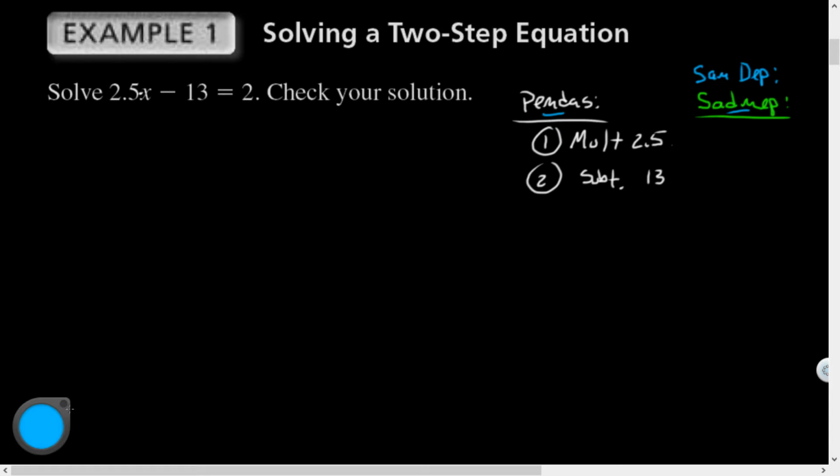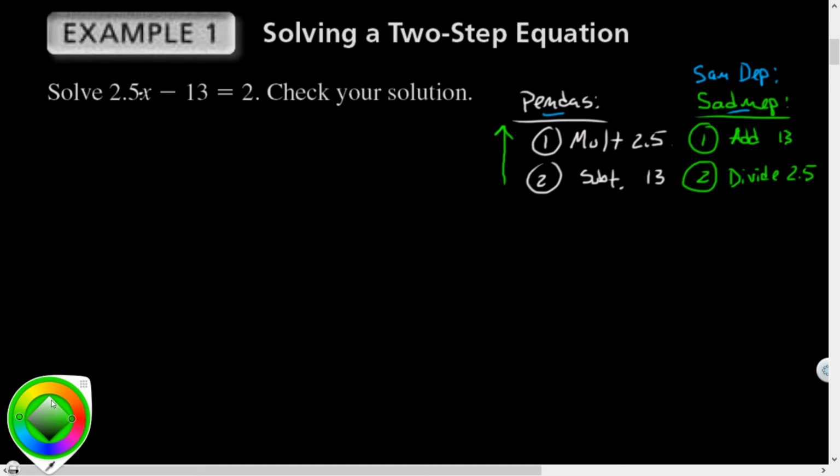So step one for SAD mapping, if I want to deal with this, I have to do this in the reverse order. So how do I deal with subtracting 13? What's the inverse? What's the opposite of subtracting 13? I'm going to add 13. And then what's the opposite of multiplying by 2.5? Yeah, I'm going to divide by 2.5. So notice when I'm solving this, I'm not only doing the opposite or inverse operation, subtraction became addition and multiplication became division, I'm doing it in the reverse order, SAD mapping it.